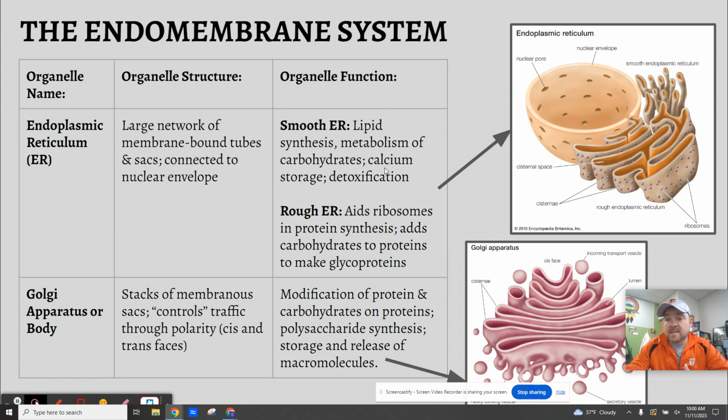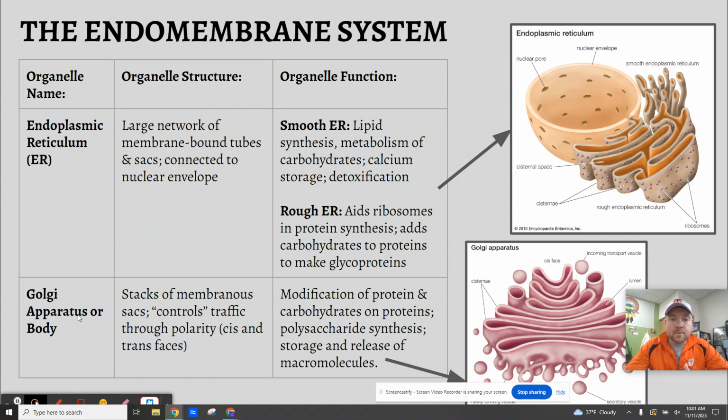But the smooth ER, aside from proteins, if we look at some of the other macromolecules, we know that lipids are synthesized or made there. We know that carbohydrates are metabolized there. Okay, so kind of the making and breaking of those bonds within carbohydrates. So think glycosidic bonds if you're going to link it back to the last unit. Calcium can be stored there. They also can detoxify, meaning take things out of the cytoplasm, the goo around it, in order to maintain pH or to remove things that might otherwise be unhealthy for the cell.